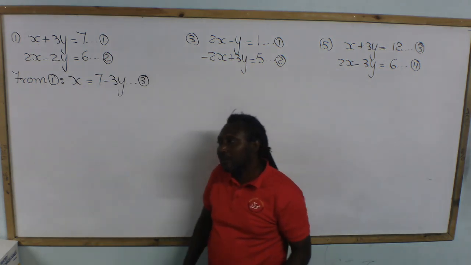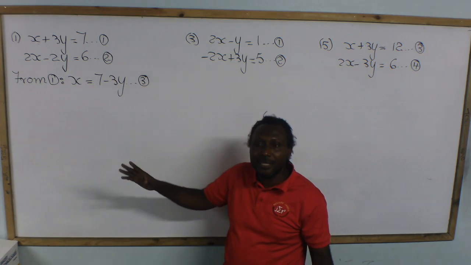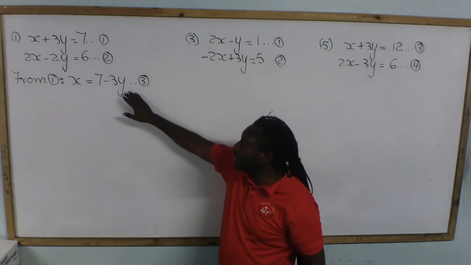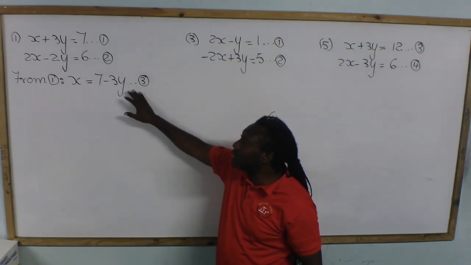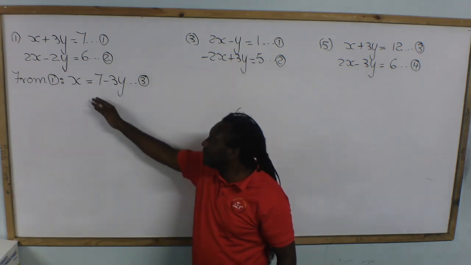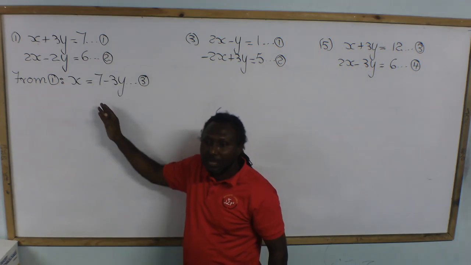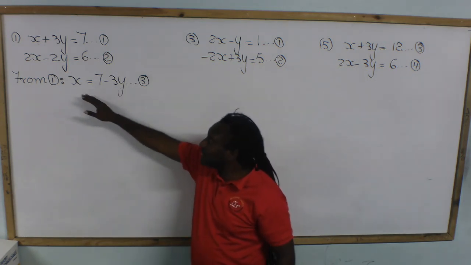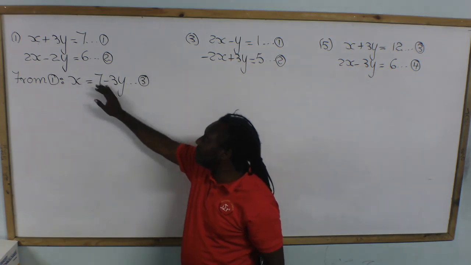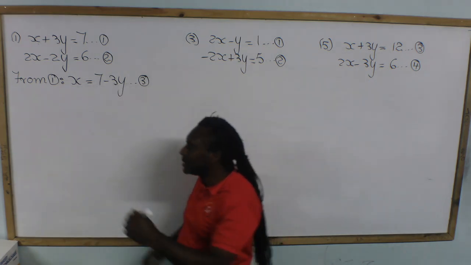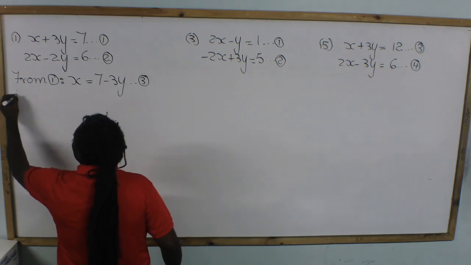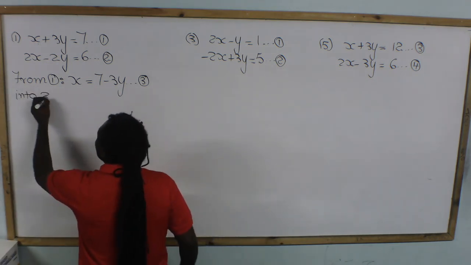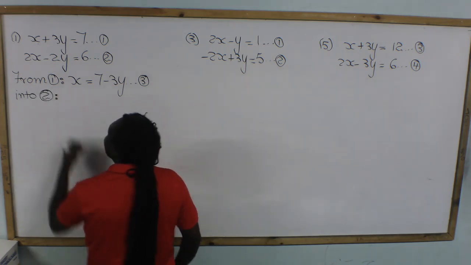Although a lot of teachers and textbooks don't label this equation, we know that this equation is the simplest equation to generate the value of x as soon as we have found the value of y. So x is equal to 7 minus 3y. And you will put that into which equation? There's only one other equation, and that is equation 2.